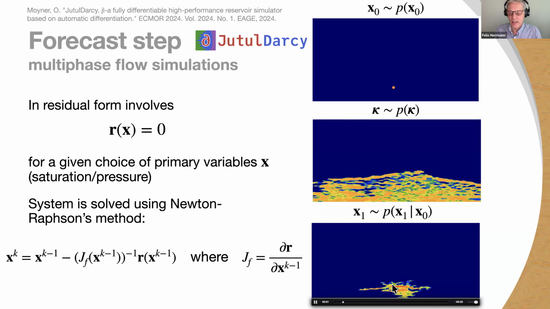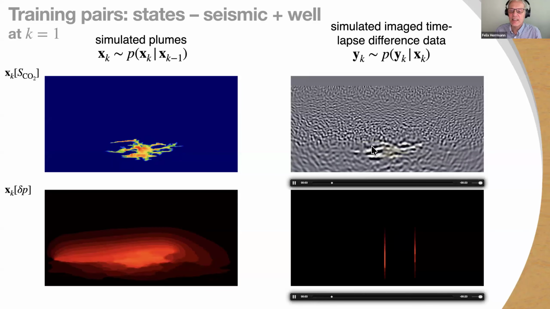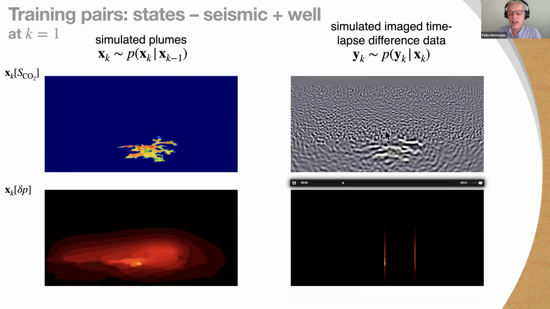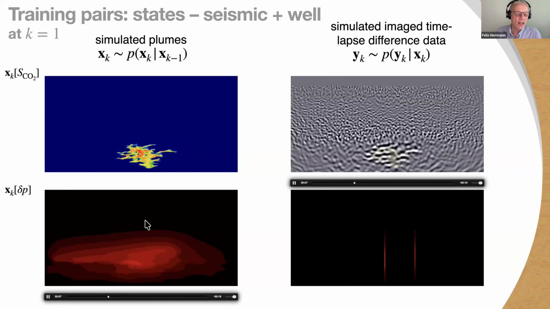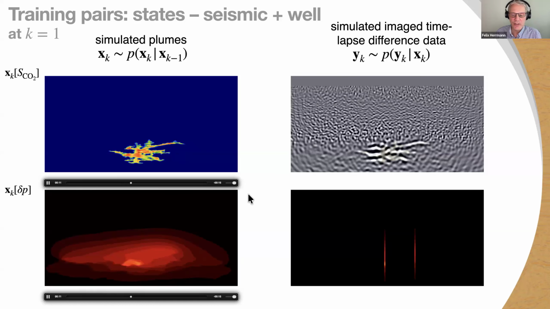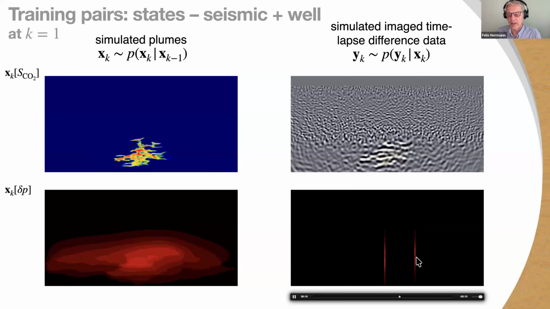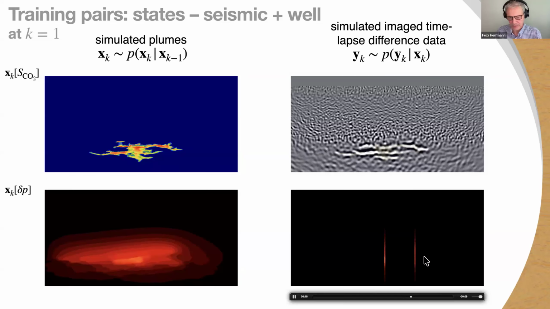So that's basically the forecast for the state. And then of course there's also pressure. And then we translate these to simulated seismic. So we see on the right simulated seismic. We see here at the bottom simulated pressure, and here on the top the saturations. And here on the right you see the pressure that we measure at two well locations.